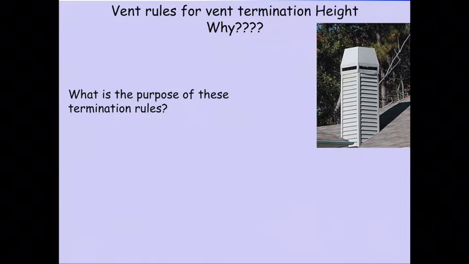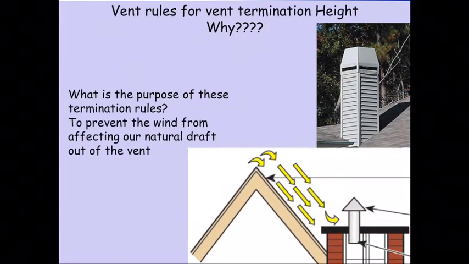So why are all these rules? Why do they have all these vent termination rules, and why do they make a big deal about the vent height? So what do you have to have? Well, a lot of this really is about trying to prevent the wind or these currents from affecting the natural draft out of a vent.